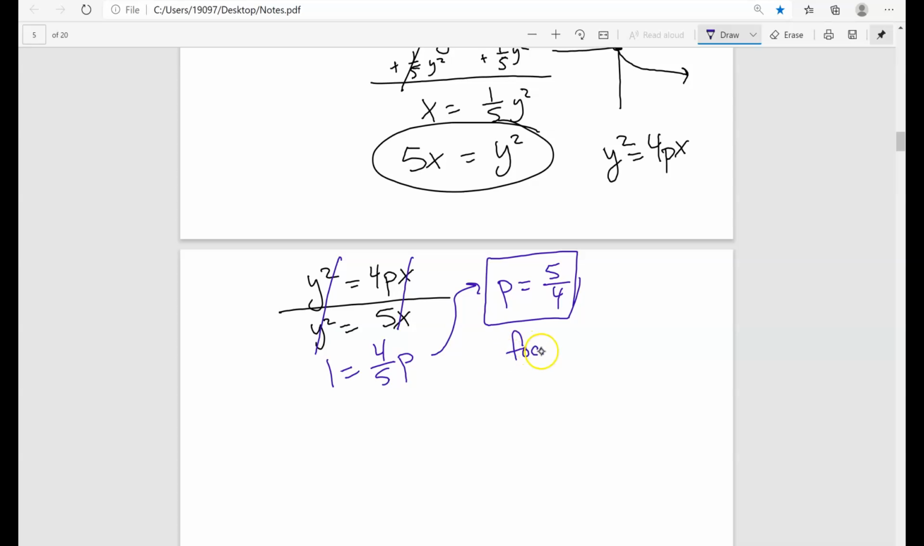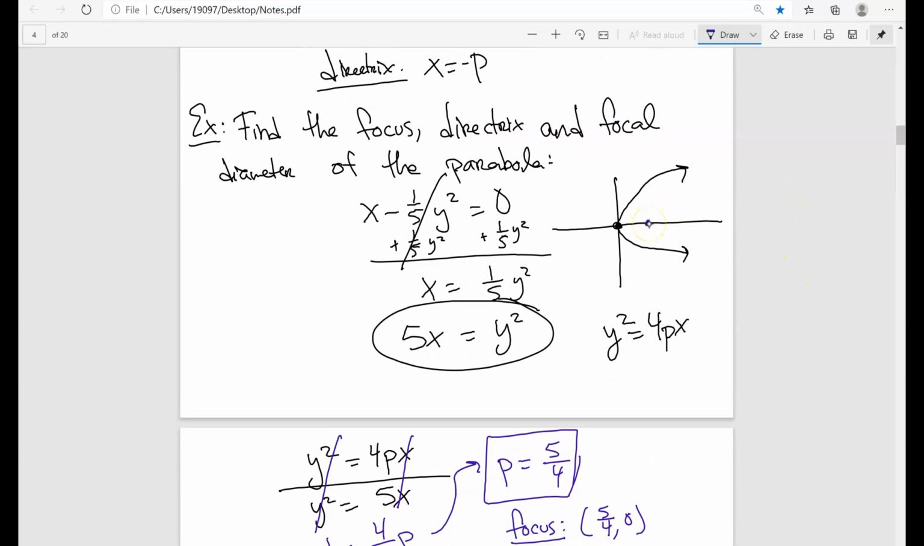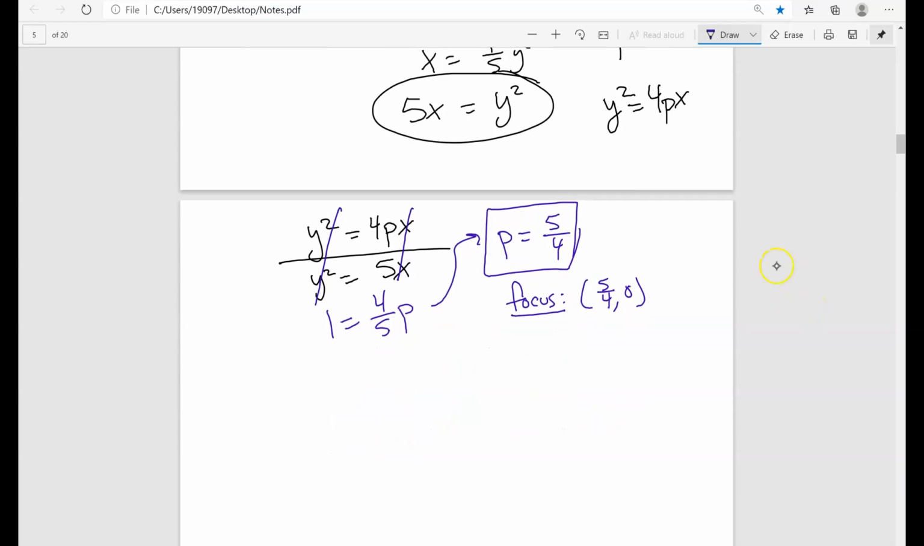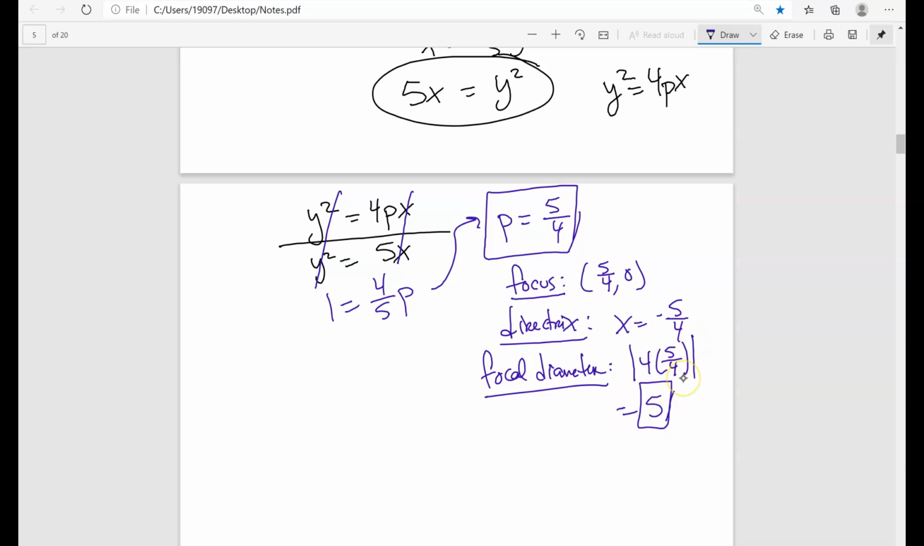So that tells me that the focus is going to be 5/4 comma 0, because remember that you can either look at the equation where you can just literally plug it in, or you can just look at the axis and see that the focus has to be on the inside, so you're going 5/4 units over and nothing in the y direction. The directrix in this case is going to be x equals negative 5/4 because it's on the other side, and the focal diameter is going to be the absolute value of 4p, which is 4 times 5/4, and this is going to give me just 5. Okay, so these problems are pretty basic. There's not a lot to do with them other than just plug and chug. We'll do shifted conics later when it's not at the vertex, but we're going to go over the rest of the conic sections.